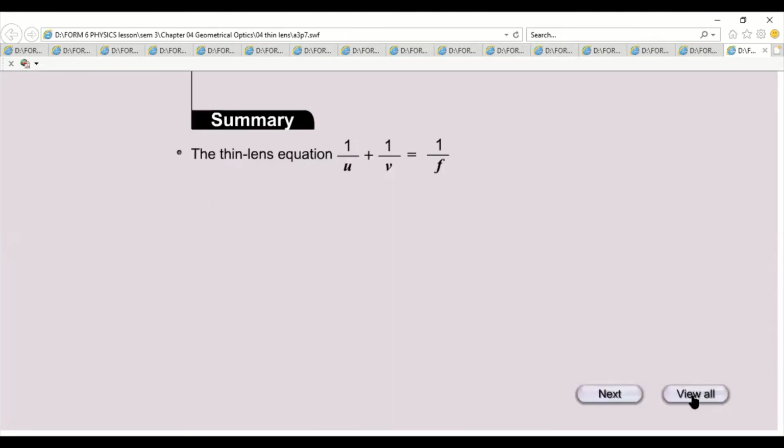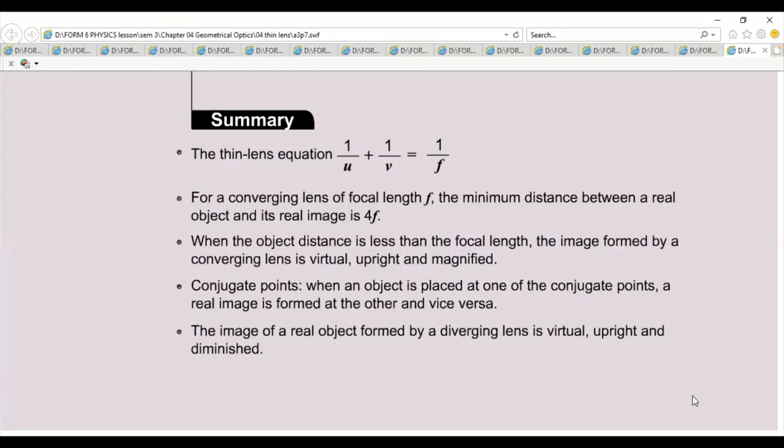As a conclusion, we can say that the thin lens equation is 1 over u plus 1 over v equal to 1 over f. For a converging lens of focal length f, the minimum distance between the real object and its real image is 4f. When the object distance is less than the focal length, the image formed by a converging lens is virtual, upright, and magnified.